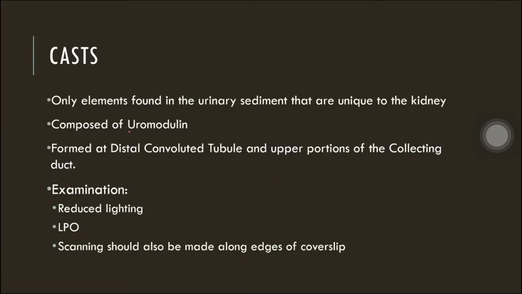Next, we now move on to the casts. Casts are the only elements found in the urinary sediment that are unique to the kidney. Why are they unique to the kidney? Because one of the major constituents of casts is again uromodulin, the protein unique to the kidney. Again, it is produced by the renal tubular epithelial cells in the distal convoluted tubule. So again, uromodulin.